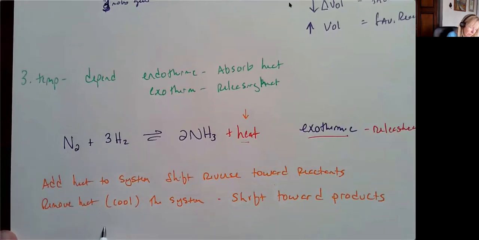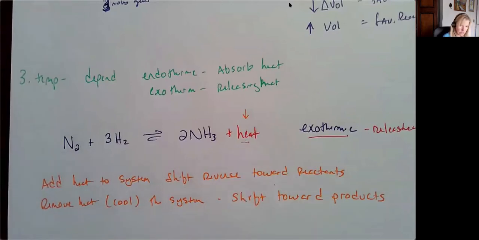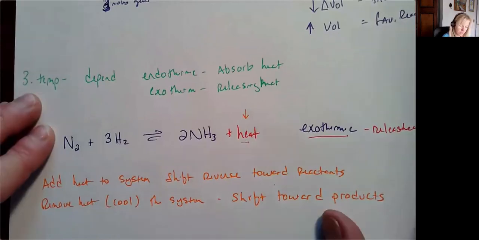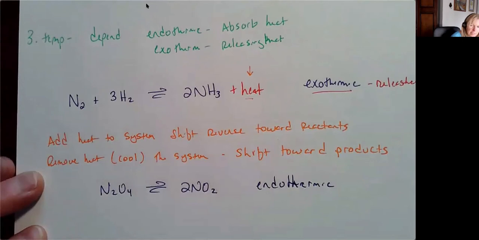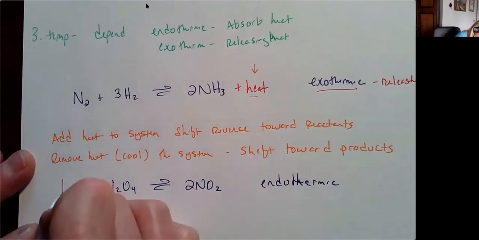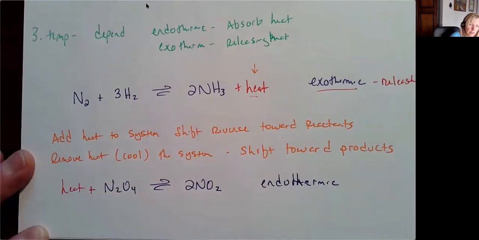If I remove heat, it's going to shift it forward to produce more heat. That's an exothermic reaction. Endothermic reactions are going to be exactly the opposite. So if we go back to, this is endothermic, meaning that it's going to need to absorb heat in order for it to happen. And so I'm going to add heat over here as a reactant because it has to absorb heat, and then there's enough energy for this to form NO2.